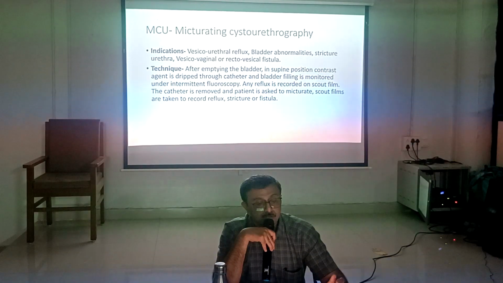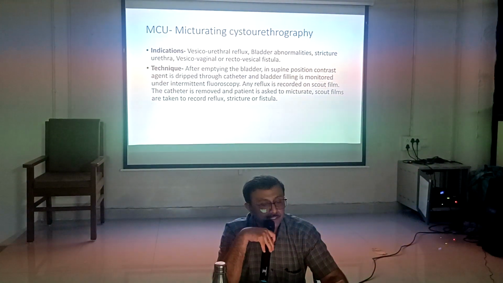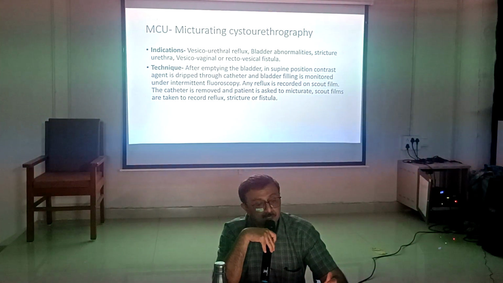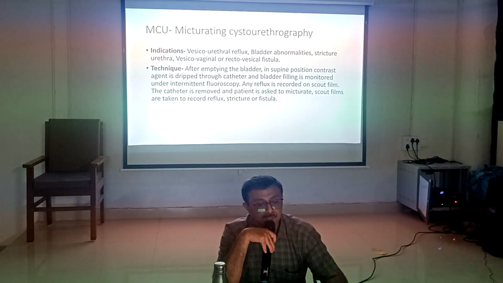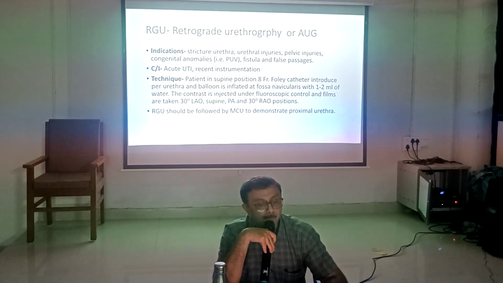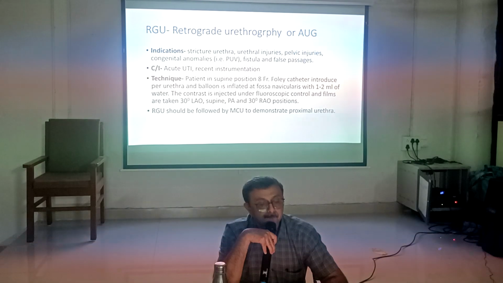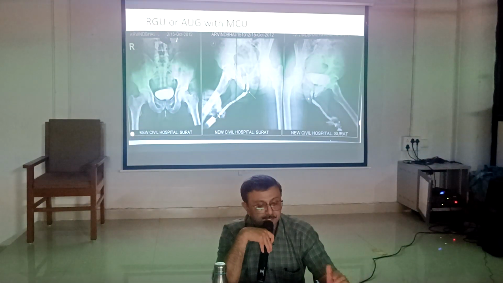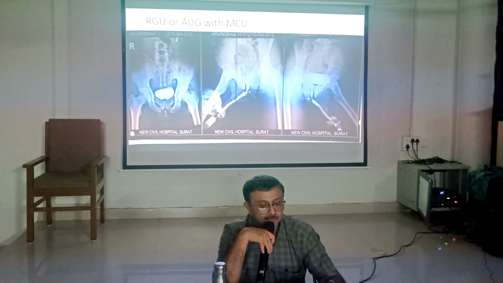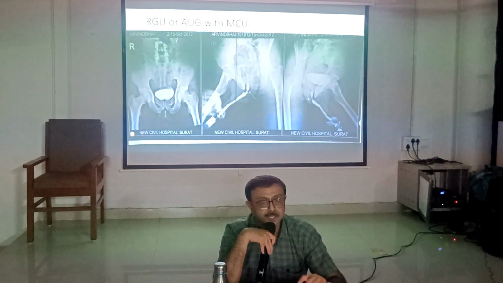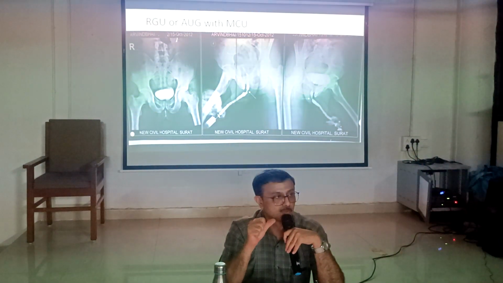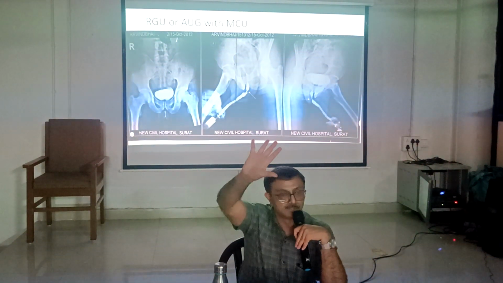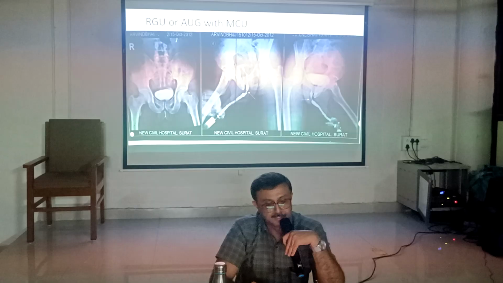Indications are vesicoureteric reflux, bladder anomalies, stricture urethra, vesicovaginal and rectovaginal fistula. How do I identify? This is the picture. So here a syringe is there, cannulated urethra, dye is injected through the meatus, and dye is going. Then we can see where the narrowing is.